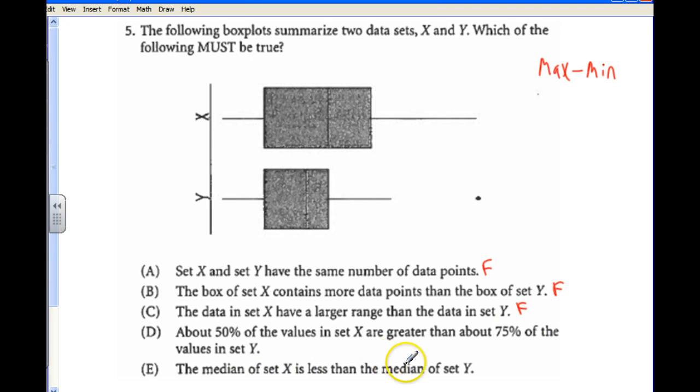The median of set X is less than the median of set Y. Well, here's the median of set X, and here's the median of set Y. It looks like Y is less than X, so that seems to be false. Let's see why this is true. About 50% of the values in set X are greater than 75% of the values in Y.